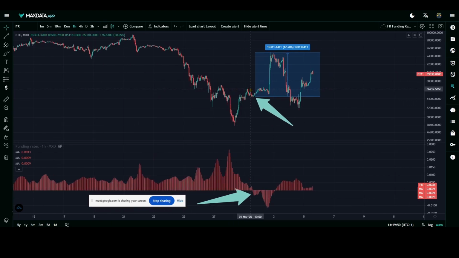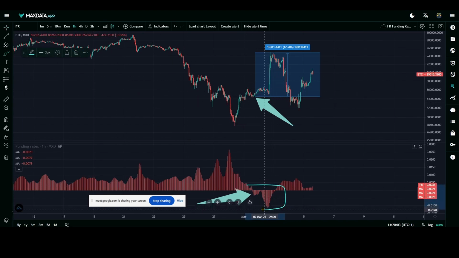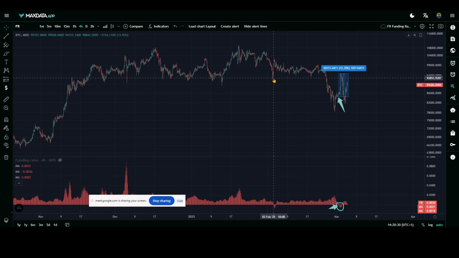And right before Donald Trump posted on Truth Social, we saw a major drop in funding rates. Actually, funding rates dropped significantly below zero. And the last time we saw negative funding rates was the 3rd of February.